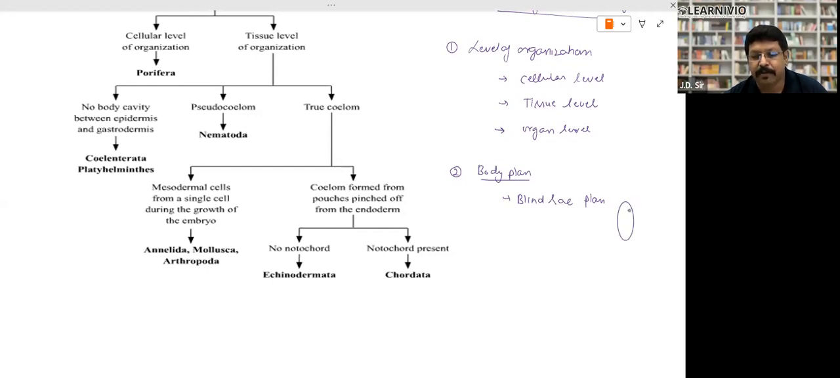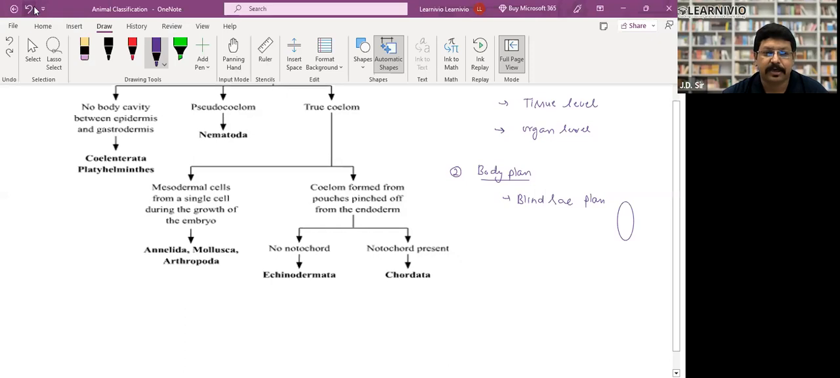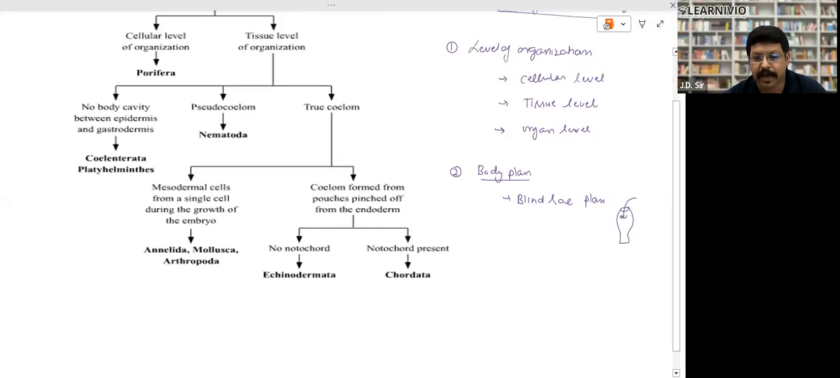So in Hydra, there will be a single opening, which means there will not be any difference between the mouth and the anus. Both parts will be the same. So food will come in from here and go out from here. That is called the blind sac body plan.